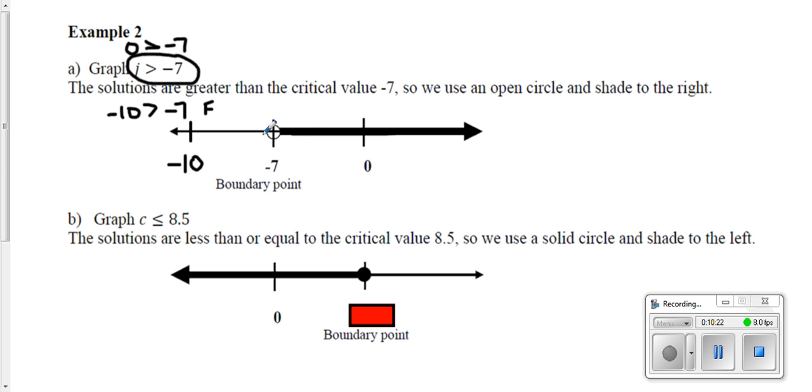So here's our graph. An open circle because there's no equals in there. Our boundary point when it's solved is that number over here on the other side. And then either test or realize which way it goes.